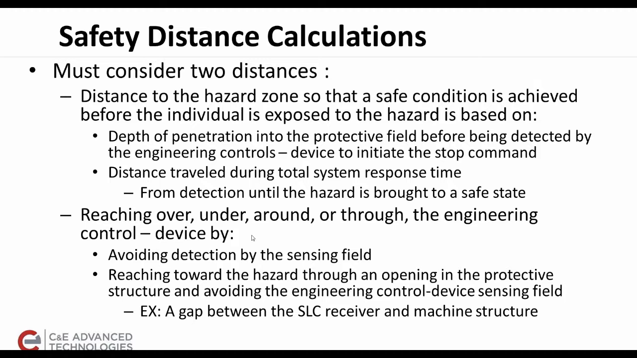A bit about safety distance calculations. There are two distances that need to be considered. One is the distance from the hazard zone that this device must be mounted so that an individual is not exposed to the hazard. This is based on the amount of penetration that an individual can gain before he's detected, and the amount of distance that an individual can travel during the time it takes from the detection point until the hazard is brought to a safe state.